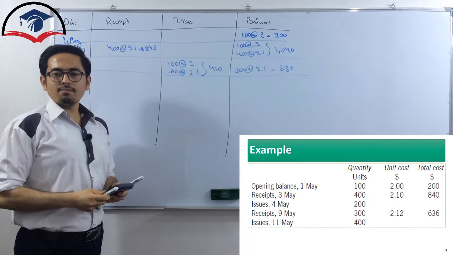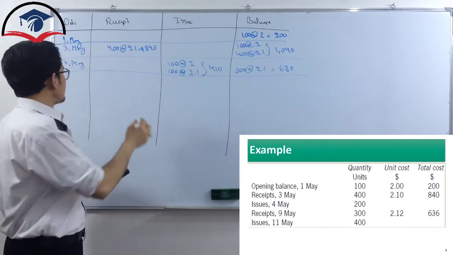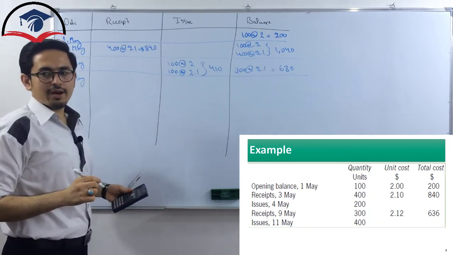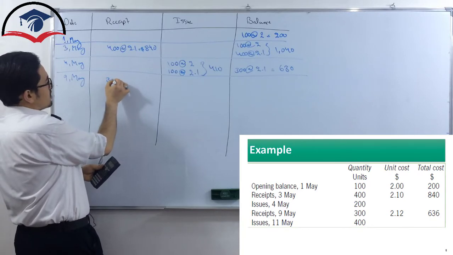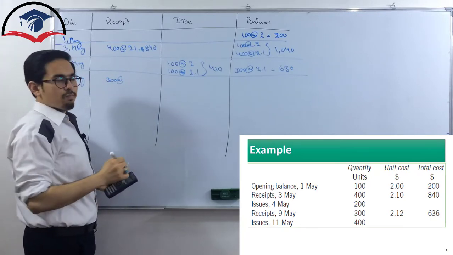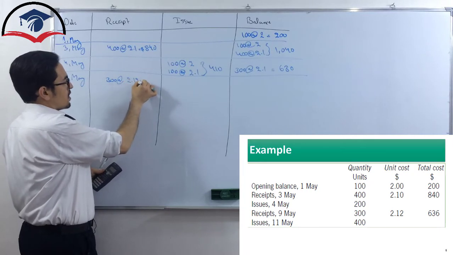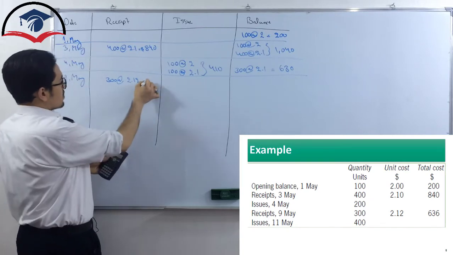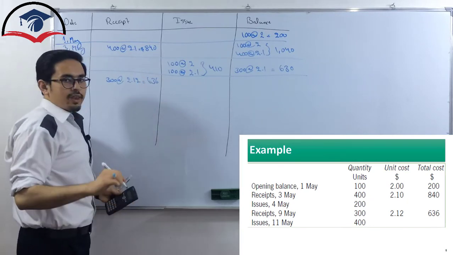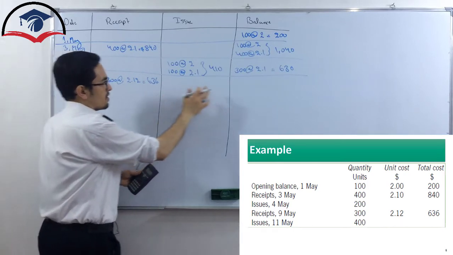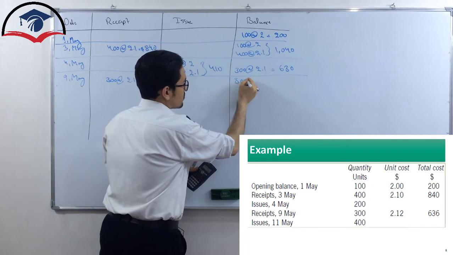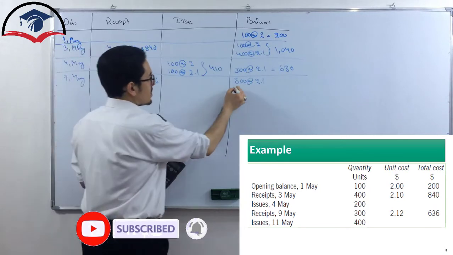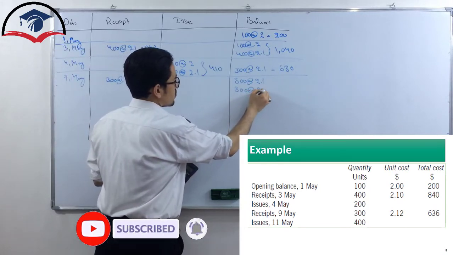After that, we have some receipt at the date 9th May. 9th May, there are some receipt of 300 units, 300 units receipt at the rate of 2.12. The total of them, 300 multiplied by 2.12, is equal to $636. Now the case is here. This is our 300, but we had another 300. So our first 300 was at the rate of 2.1. The next 300 is at the rate of 2.12.